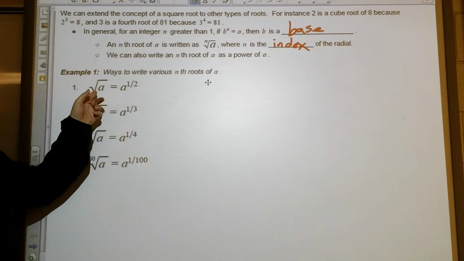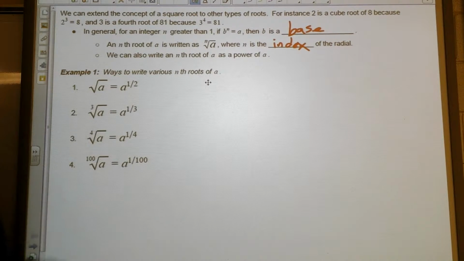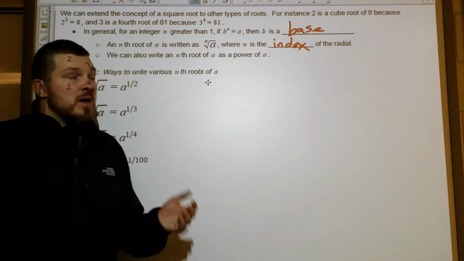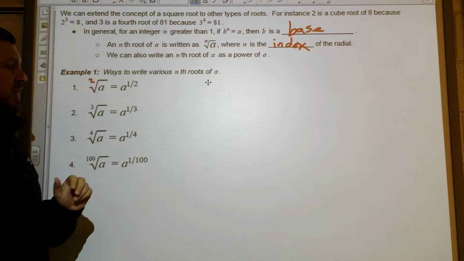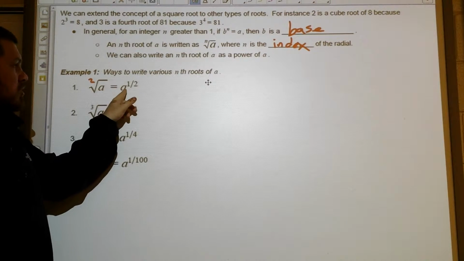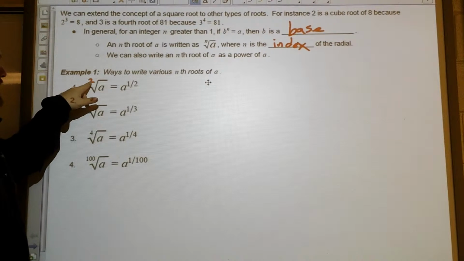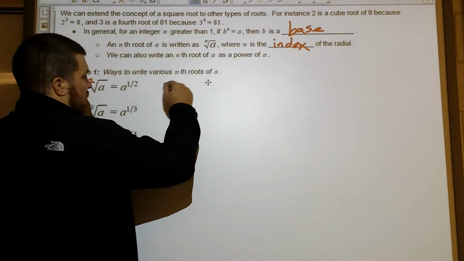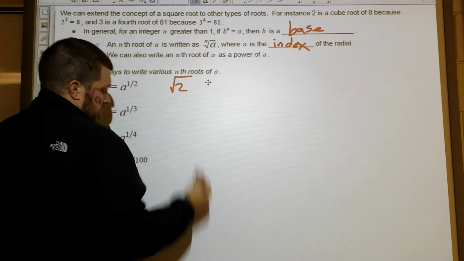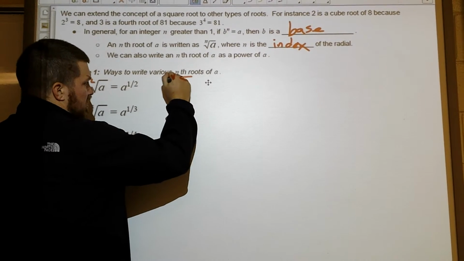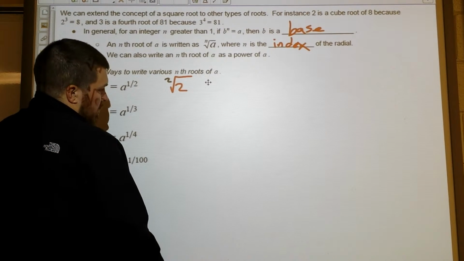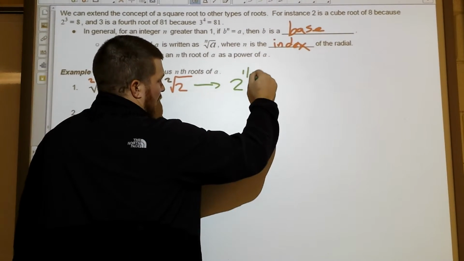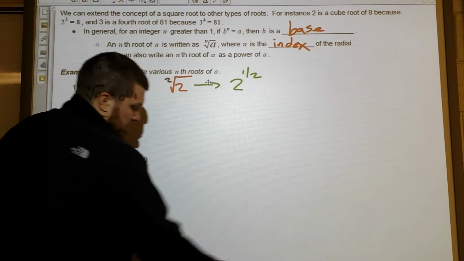For instance, we all know that this is called the square root. Well, anytime you see the square root, the index is 2, and it's kind of camouflaged. So just remember, if you see a regular square root, the index is 2, and we write that as the 1/2 power. Notice that the index and this number on the bottom of our fraction are the same. So for instance, if I had the square root of 2, well, the index is 2. So I could rewrite this using a power as 2 to the 1/2. Again, the index was 2.